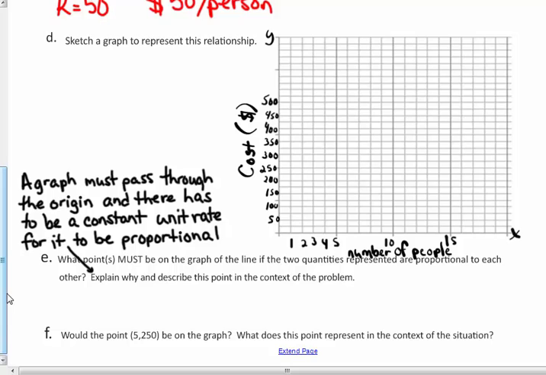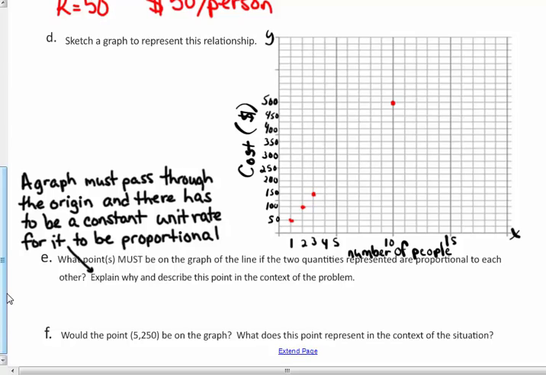Well, I started filling in the graph for us to save time. Sketch a graph. Okay, well, I had on my table 1 person cost $50, 2 people cost $100, 3 people cost $150, 5 people cost $250, 4 people, oh, I didn't have that on the table, 10 people would cost $500. I'm going to put some of those points on the graph. They look like they're going in a straight line if I continued that.